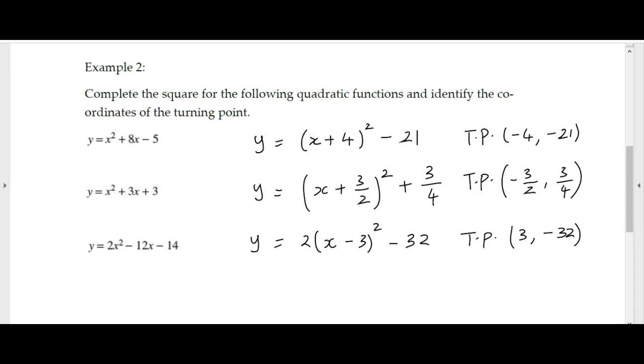And that's as simple as it gets by using the calculator to convert the general form of a quadratic into its turning point form and identifying the coordinates of the turning point.